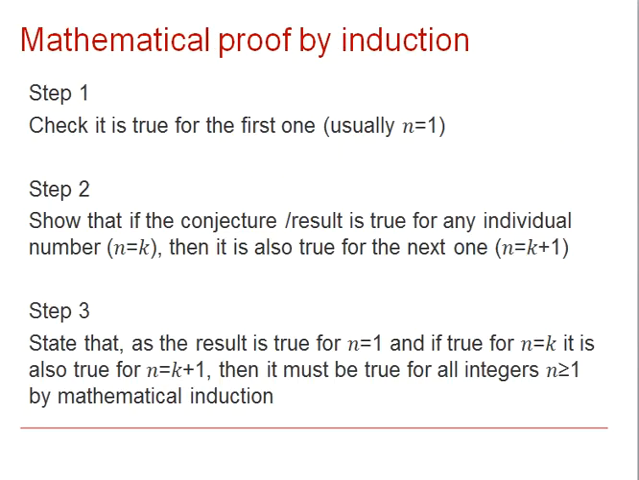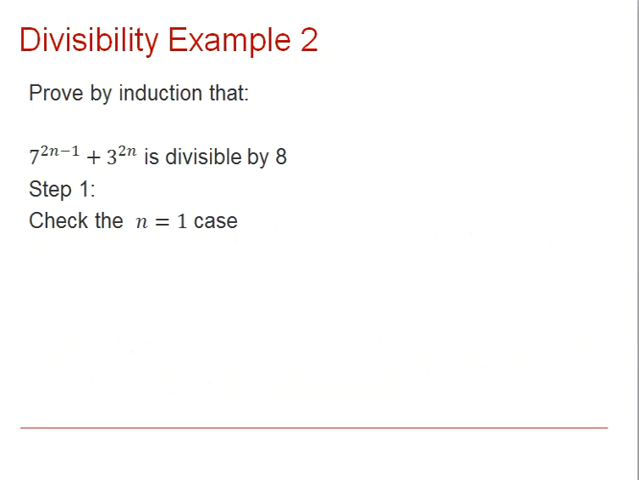Let us just remind ourselves quickly of the 3 steps for mathematical proof by induction. If you need to read these through, please pause now. Going back to our example, to prove by induction that 7 to the 2n minus 1 plus 3 to the 2n is divisible by 8, we will start with step 1 and check the n equals 1 case.